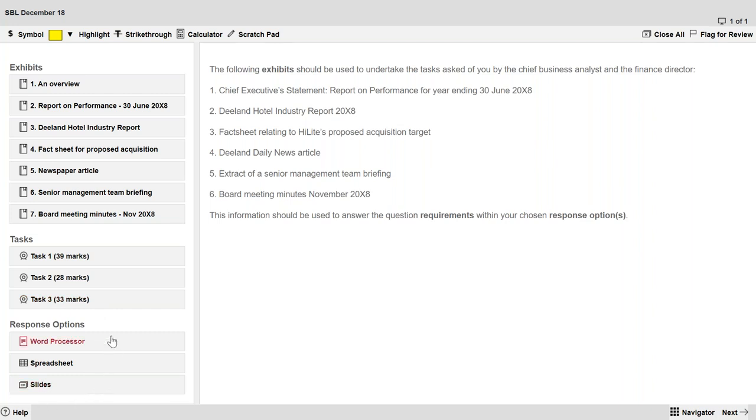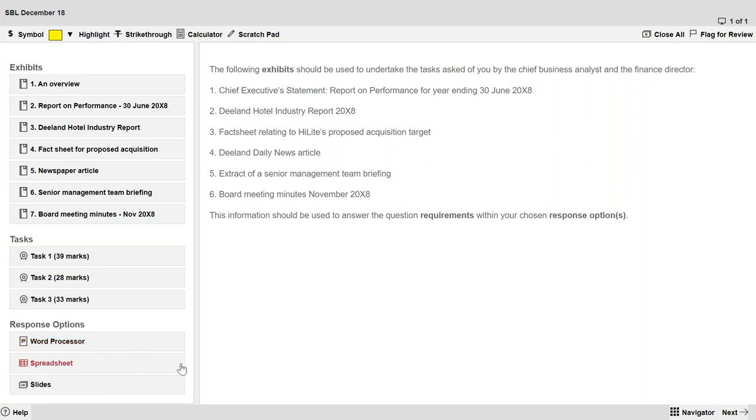And then the third segment is called resource options. You have got 3, this is where you type your answer. You can use word processor, spreadsheet, or slides depending on the question. 95% of the time we will be using word processing.